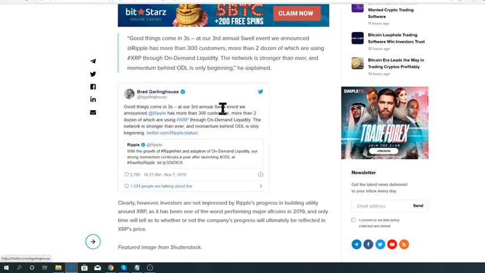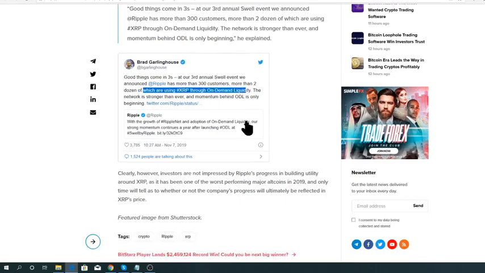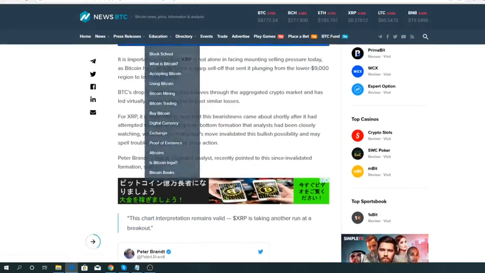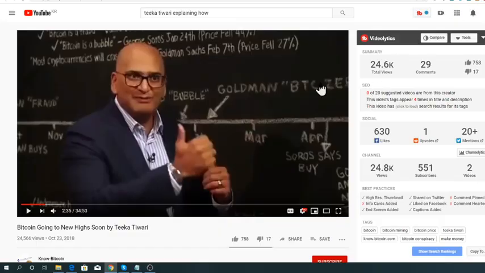Now, Brad Garlinghouse has repeatedly stated that we are not looking at the short-term price fluctuation of XRP. And now we have more than 300 customers for Ripple, and more than 2 dozen of which are using xRapid or on-demand liquidity using XRP. So it's financial institutions which are regulated, central banks using that.